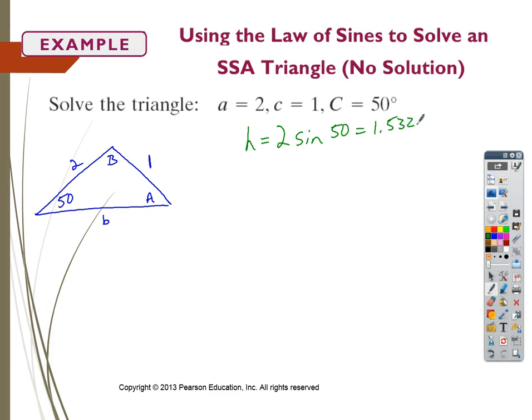And I compare that to the side opposite this. That means my height is 1.532. Can 1 reach all the way down? Nope. It can't happen. So since my height is bigger than the little c that's there, there is no triangle. So since there's no triangle, I can't possibly solve this triangle. I'm done. Okay? See what's next.